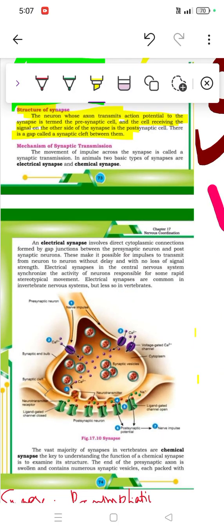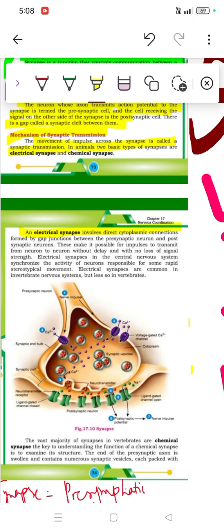The mechanism of synaptic transmission is simply the movement of an impulse across the synapse, called synaptic transmission. In animals, two basic types of synapses are present: electrical and chemical. Electrical synapses involve direct cytoplasmic connections. This means the cytoplasm is directly connected, forming a gap junction. They make it possible for impulses to transmit quickly. Electrical synapses are common in the invertebrate nervous system but less common in vertebrates.